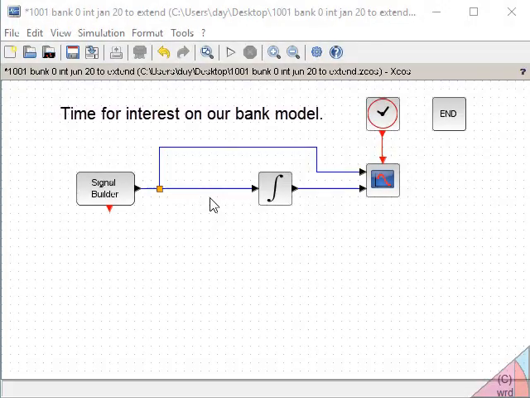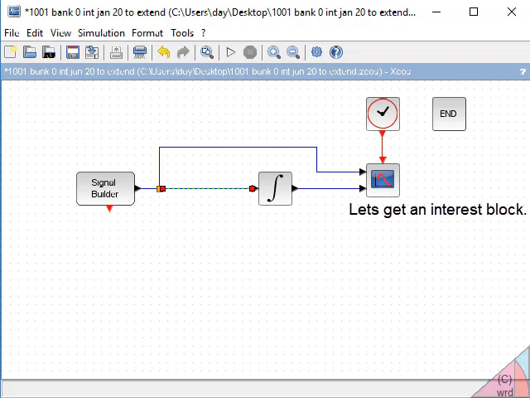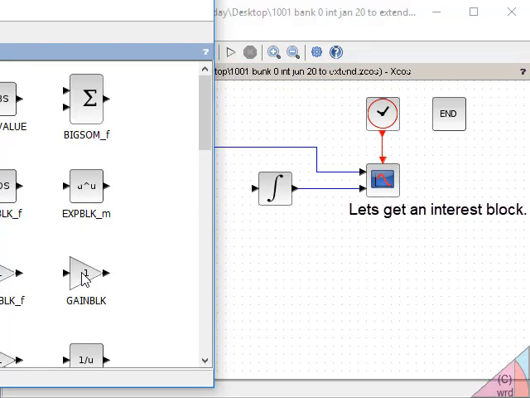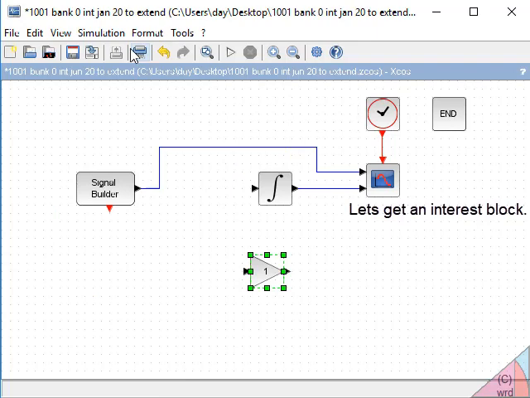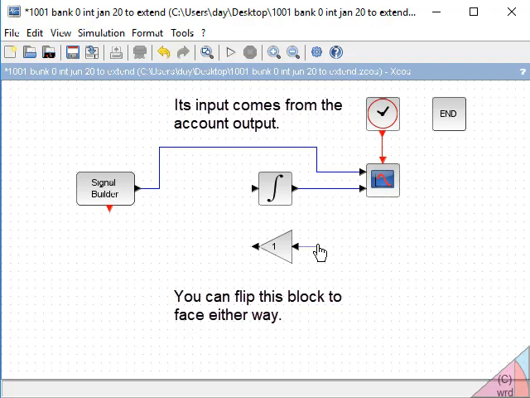Let's turn on interest. I cut the path going to the account. We will need an inline multiplier for the bank interest rate. So I get this multiplier from the parts pages. The little arrowhead symbol means multiply this signal by the indicated number. I make the connection from the account output to the interest block input.